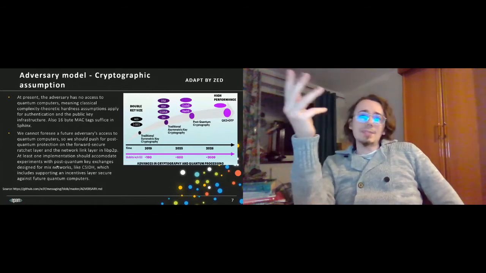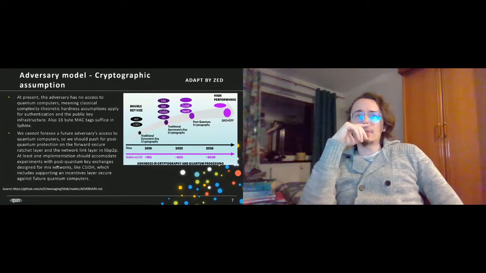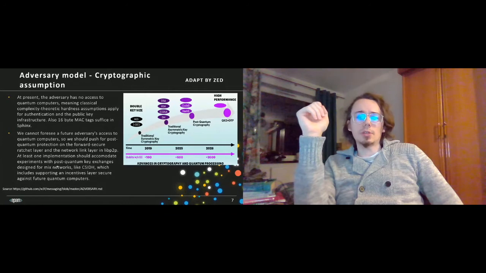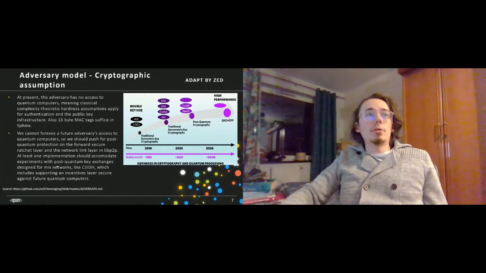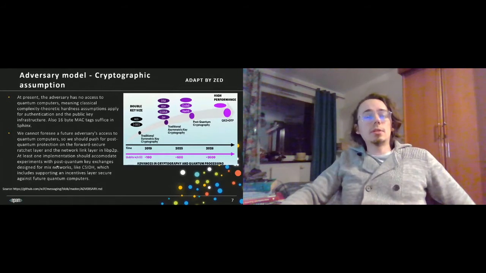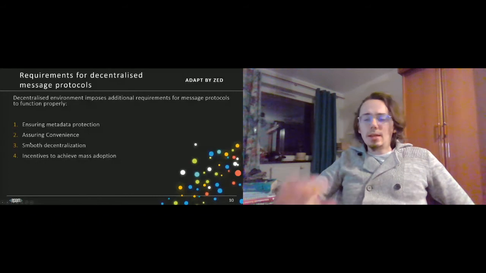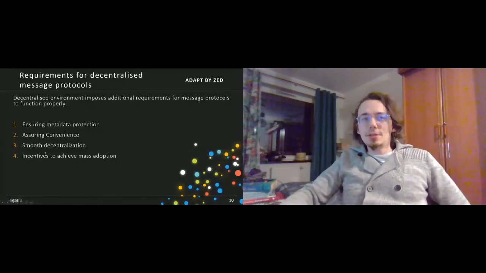So from this adversary model, from the attack vectors that we've discussed, there are some requirements for decentralized message protocols. First of all, ensuring metadata protection, assuring convenience, assuring smooth decentralization, and maybe providing some incentives to achieve mass adoption.